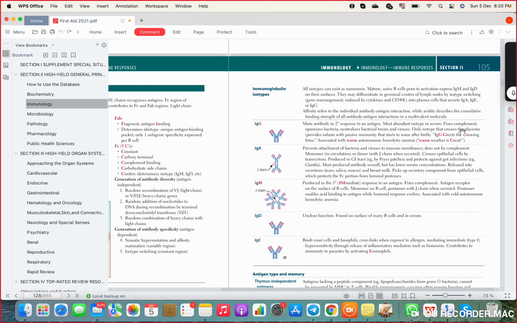But what is the biggest antibody we have? That's IgM, Doc.